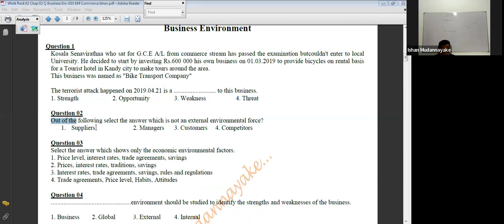Right. Question number 2. Out of the following, select the answer which is not an external environmental force. What's the answer for question number 2? Yes, Suhari correct. Nilbuli correct. Binili correct. Abdullah. Lama, the second one is the answer. Managers. Yes, Natula correct. All right. Managers. Right. Next one.